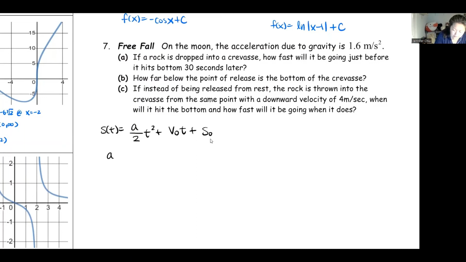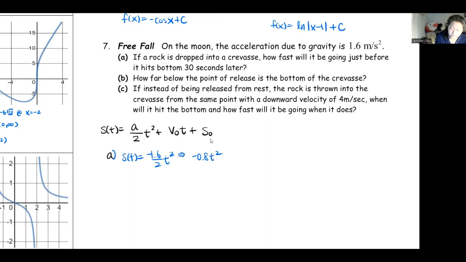So S of t is equal to acceleration, 1.6 over 2 t squared. Our initial velocity, because it's being dropped into the crevasse, is 0. And then because it's being dropped in, our initial distance is also 0, right? And it's gravity, so negative 1.6. So my equation is going to be negative 0.8 t squared.